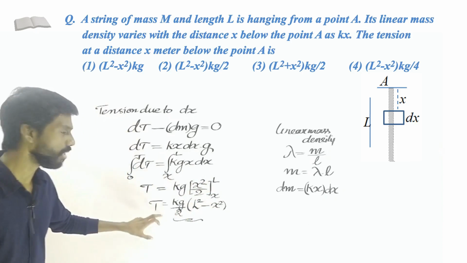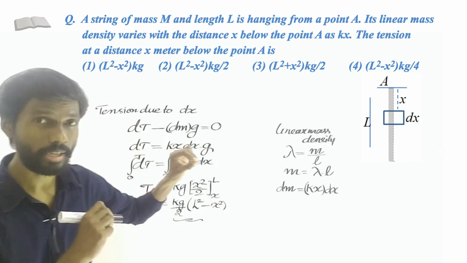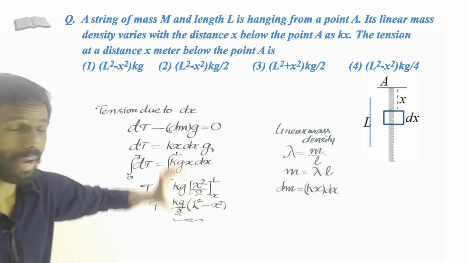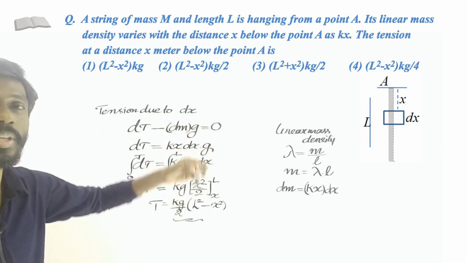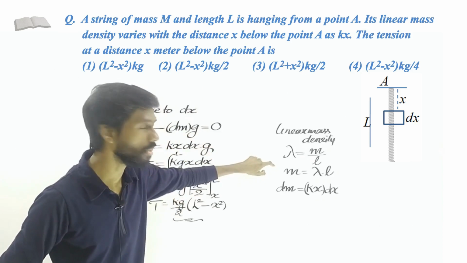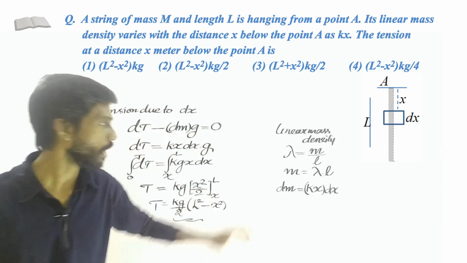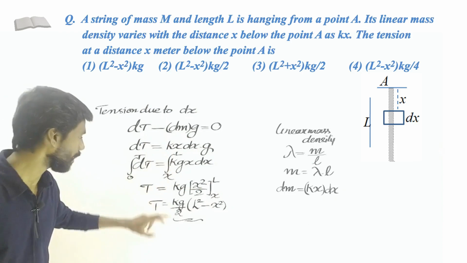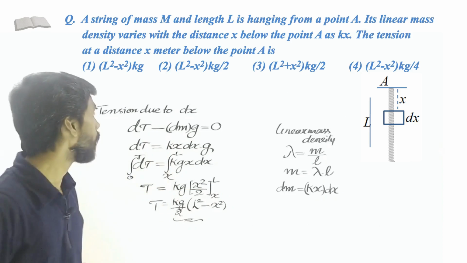So here the only difference is the string is not uniformly distributed. The mass is not uniformly distributed over the length. So for that we have to use the formula of linear mass density. So we make use of integration to get this answer, right? Kg by 2 times (L square minus x square).